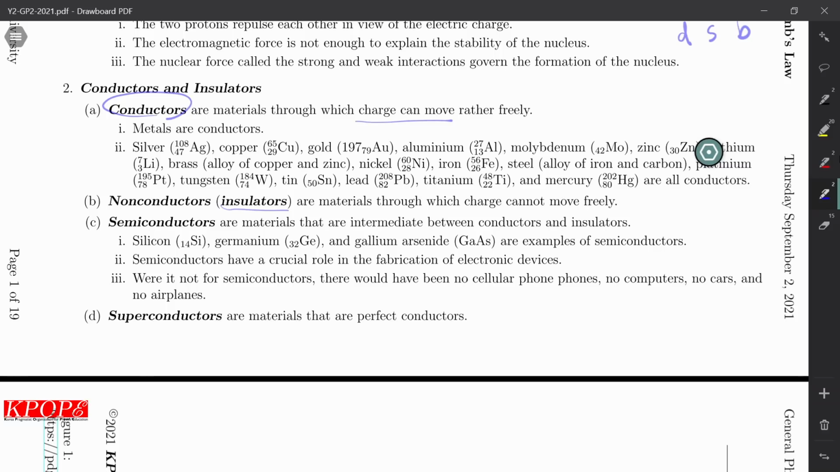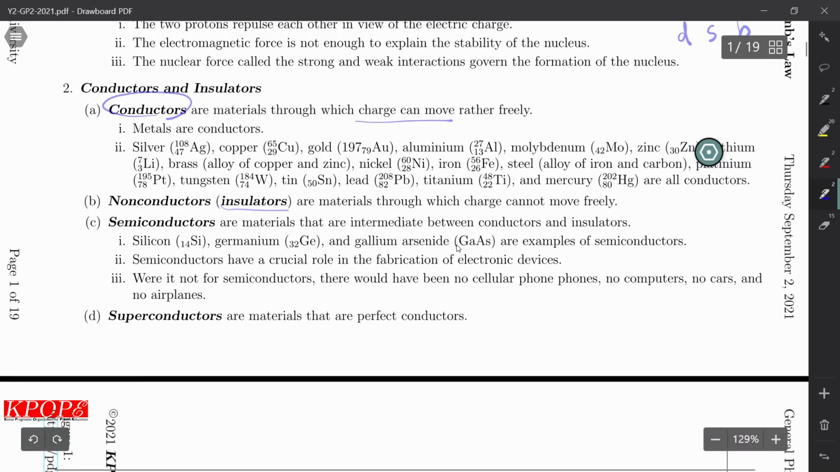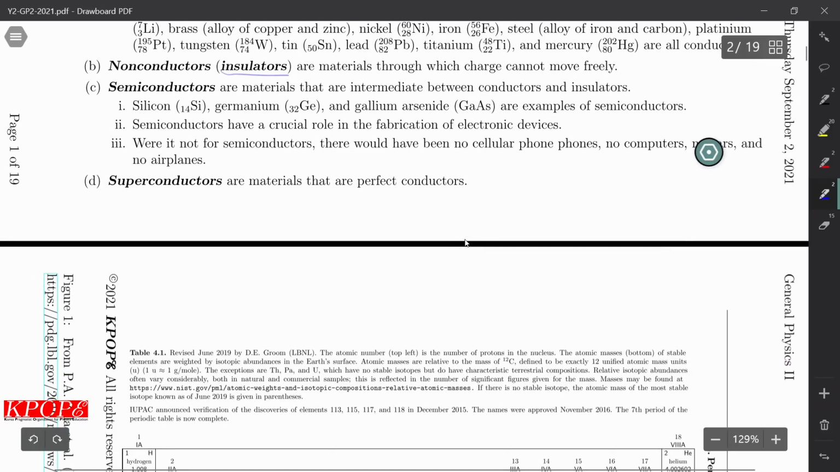Another kind in the middle is semiconductors. Semiconductors are very useful to make electronic devices. And there are superconductors that allow a very large amount of current, because resistivity is vanishingly small.